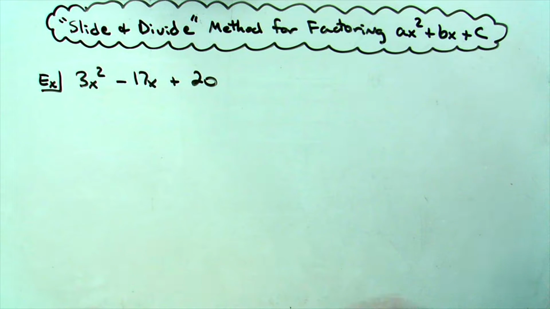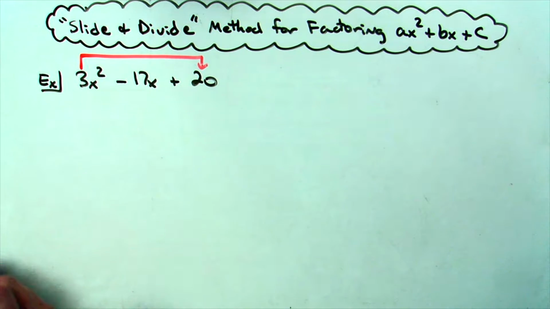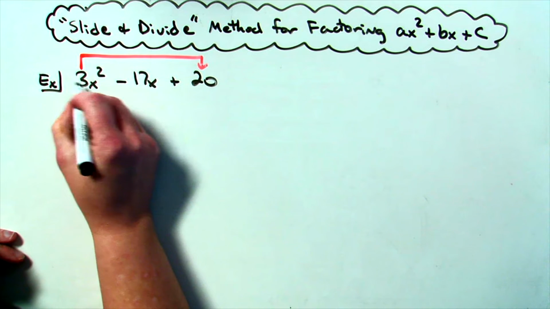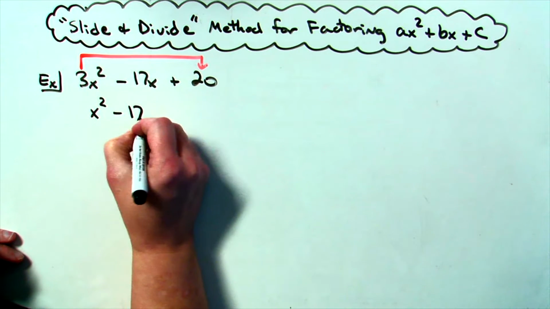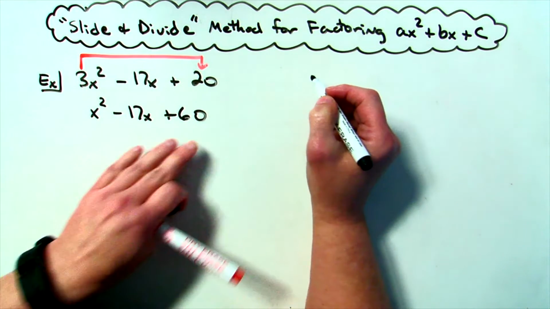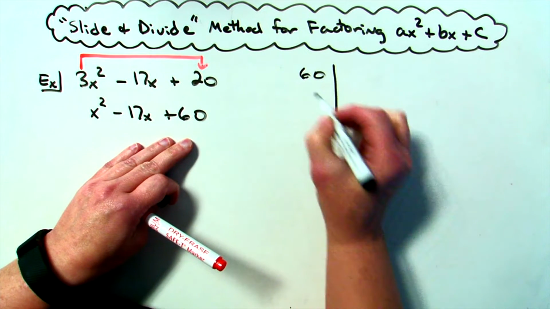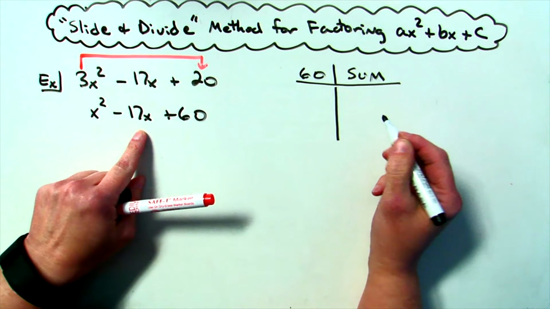So again, I'm going to do the slide and divide. I'm going to slide the 3 over and multiply 3 times 20, which will give me 60. Since I slid it over, it's gone in front. I've got x squared minus 17x plus 60. So I need to factor this trinomial just like I always have. I need numbers that multiply to 60 and have a sum of the middle term, negative 17.